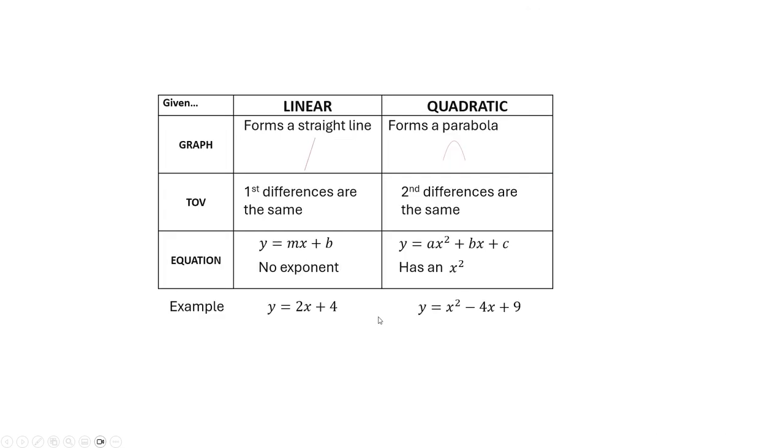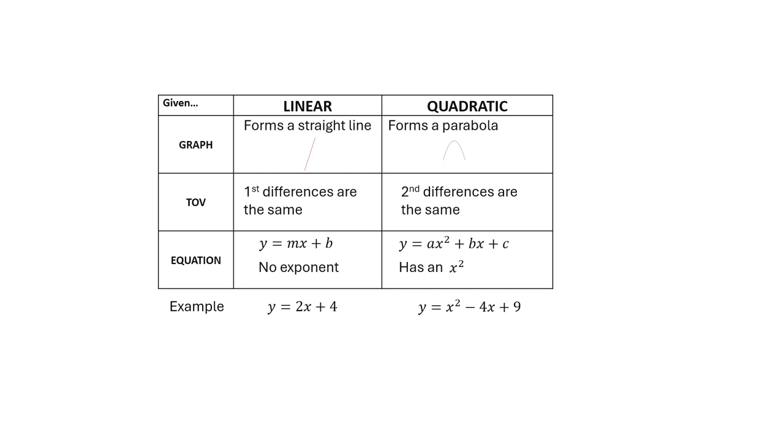Now, some of the characteristics of a linear versus a quadratic relation in graph. The graph of a linear equation is a straight line. A quadratic equation has a graph that has this parabola shape. If you make a table of values for a linear, the first differences are the same. The first differences are different for a quadratic, but the second differences are the same.